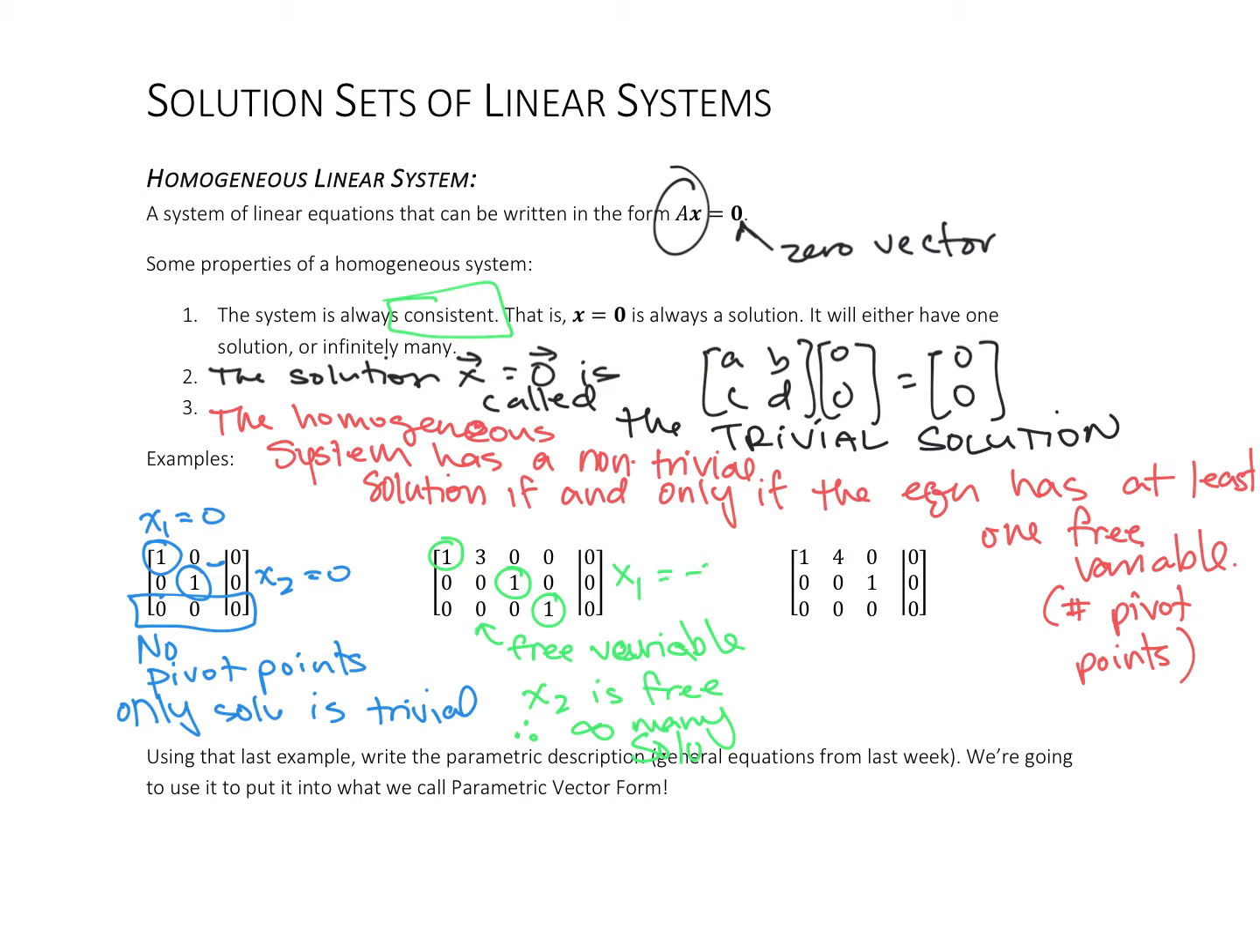x1 is -3x2. And then all the other ones, x3 and x4, are both 0, but this gives me some relationship between x1 and x2, which means that I have an infinite number of solutions.